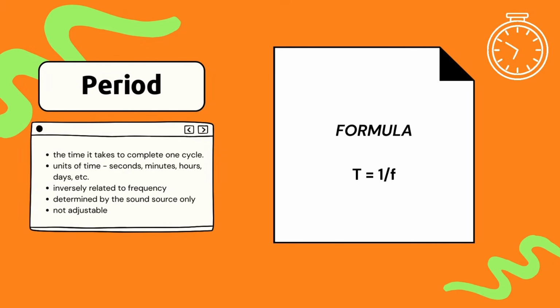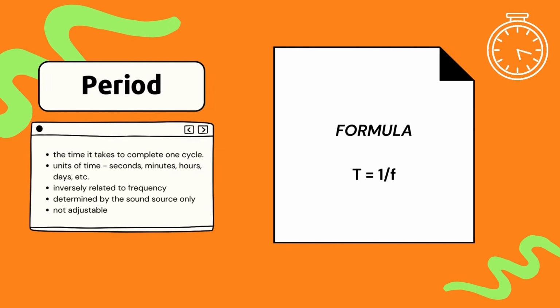Now let's dive into the concept of period, which is the time it takes to complete one cycle of a sound wave. Unlike frequency, which measures how often a cycle occurs per second, period focuses on the duration of a single cycle. Since we're talking about duration, we measure period in units of time, such as seconds, minutes, or even hours.